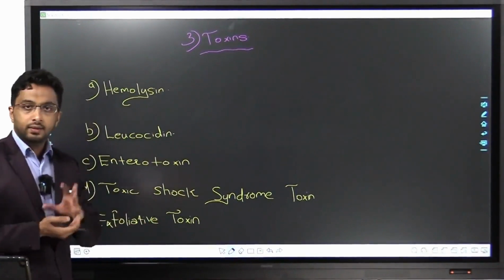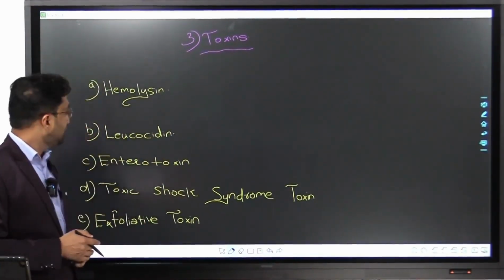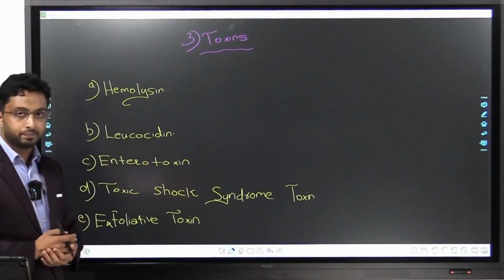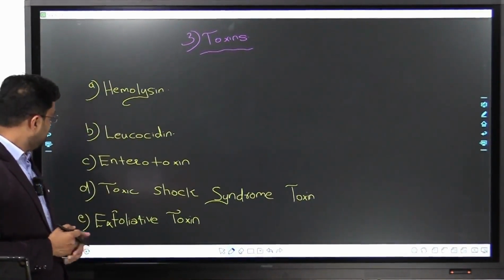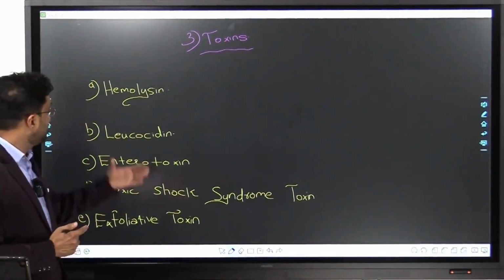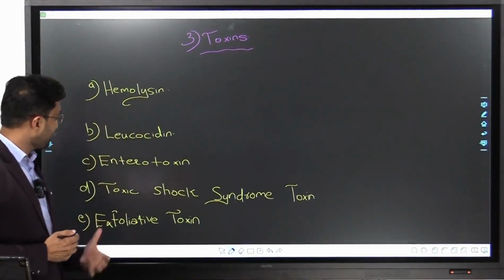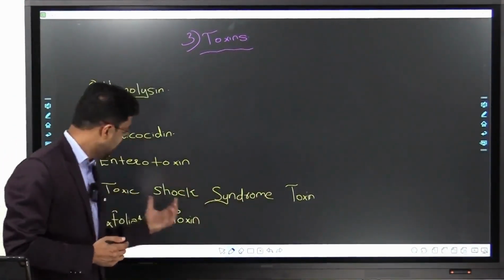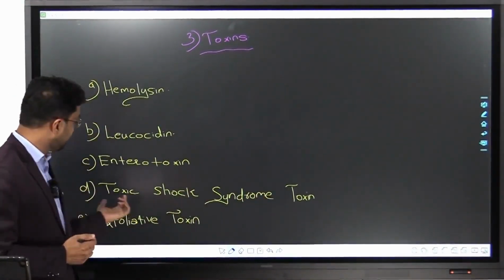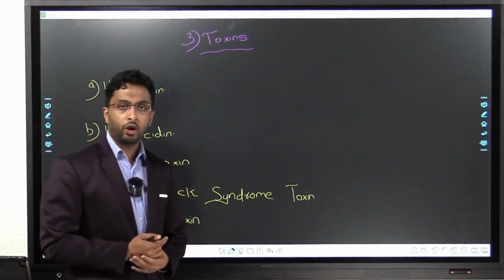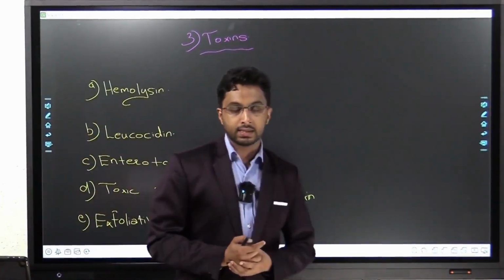Now the third virulence factor we studied is toxins. There are 5 toxins: hemolysins, leukocidins, enterotoxin, TSST, and exfoliative toxin. TSST is toxic shock syndrome toxin. All this I'll discuss in the next session.